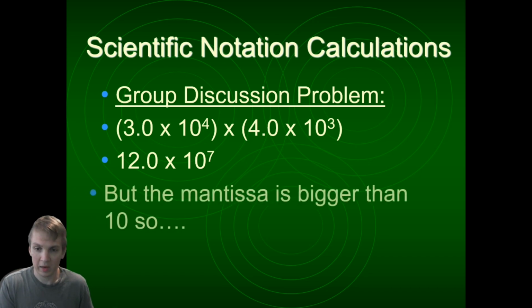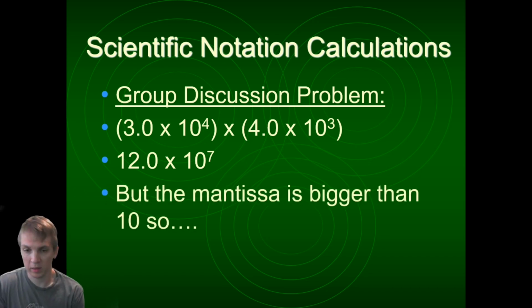Well, if you've thought about it, the mantissa is bigger than 10, so we actually need to move that decimal one more time. We have to move it over one more time between the 1 and the 2. Okay, so we get 1.2. But because we moved that decimal in the mantissa, we actually have to increase the exponent.